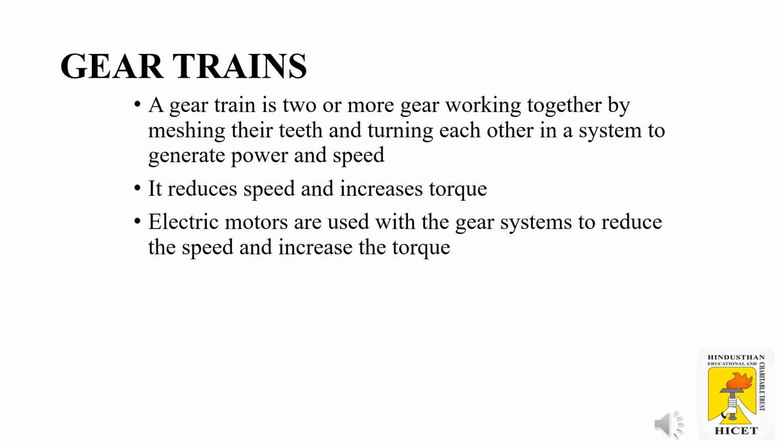A gear train is defined as a combination of gears that is used for transmitting motion from one shaft to another. A gear train is necessary when it is required either to step up or step down the speed of the driven shaft. However, most applications use gear trains to obtain large speed reduction within a small space. A gear train is two or more gears working together by meshing their teeth and turning each other in a system to generate power and speed.